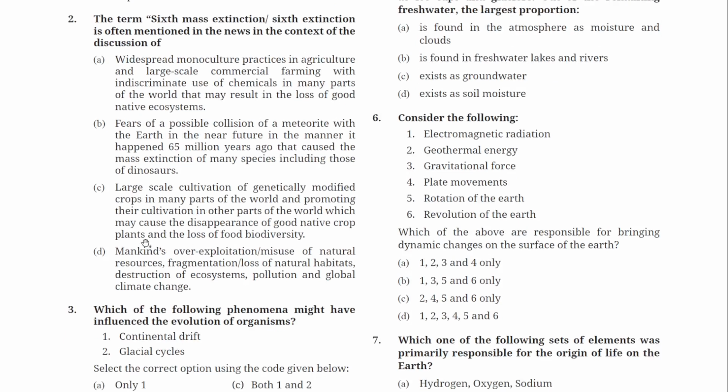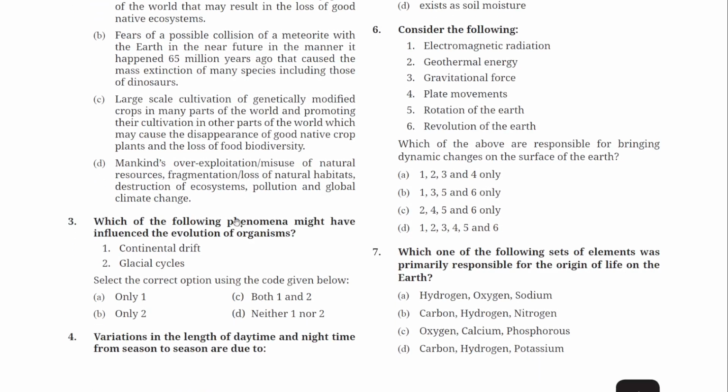Okay, moving forward. Third question: which of the following phenomena might have influenced the evolution of organisms? So during the evolution, which of the following might have influenced? That is the question. So the answer is basically both the continental drift and also the glacial cycles. Both have influenced the evolution of organisms. Impact of continental drift you should know.